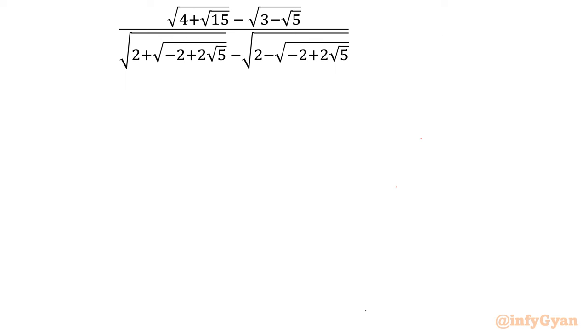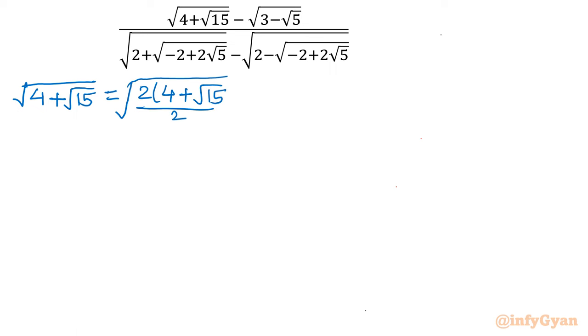So let me begin with square root 4 plus square root 15. If you factorize square root 15, you will have square root 3 times square root 5, which is not matching with 4. So there is one small trick: by 2 we will multiply in the numerator and denominator. After that, I will take denominator 2 separately. If I expand this one, it will become 8 plus 2 root 15.